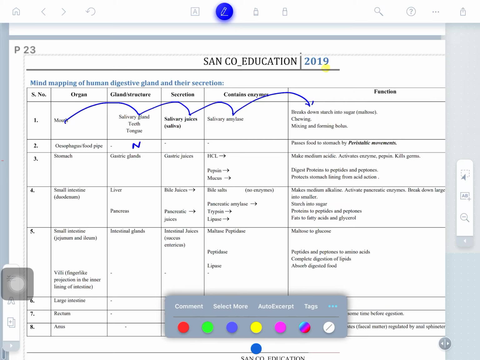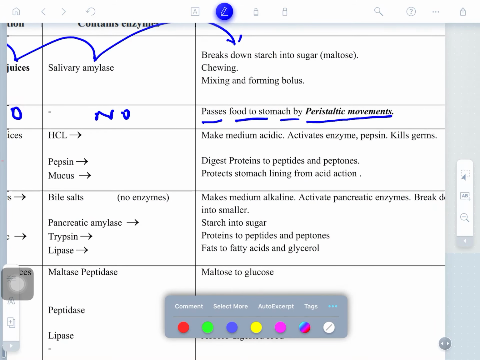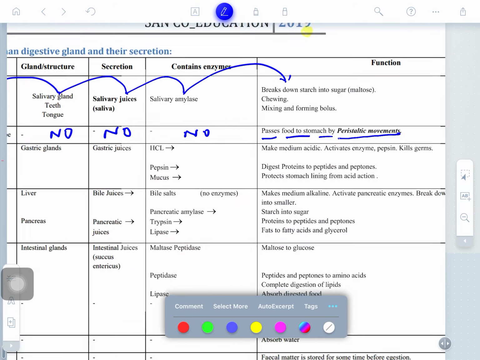Esophagus, there are no glands, no secretion, and it contains no enzyme, and the main working is passage of food by the peristaltic movement. Okay. What is the peristaltic movement?